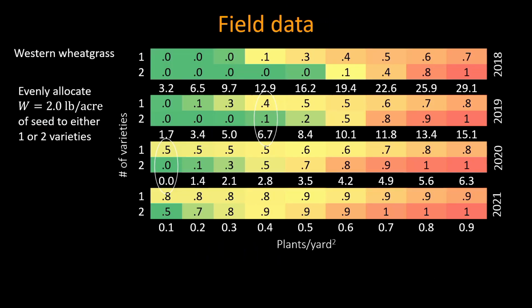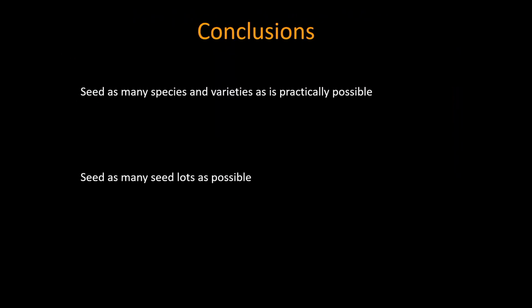So anyway, we should be seeding as many species and varieties as is practically possible. If I was designing seed mixes, and I'm going through the seed catalog and there's three varieties, I'd devote one third of the seed to each of them. And we should always be erring on the side of having more species in the seed mix to, again, guard against the likelihood of perilously low densities.